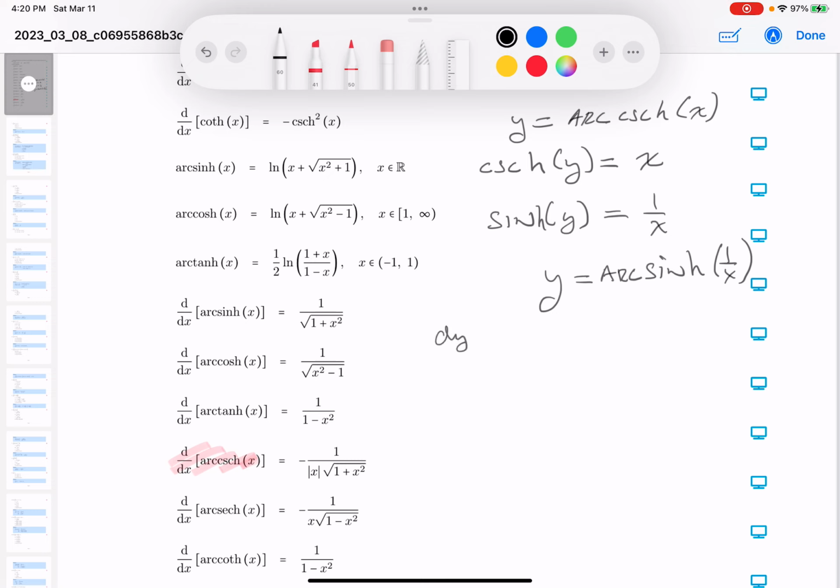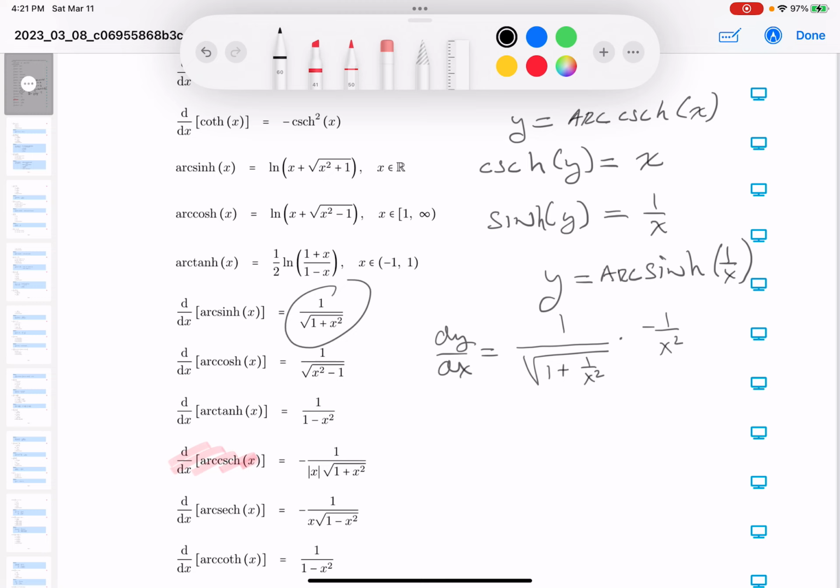So dy/dx would be equal to, well, I know the derivative of the arc hyperbolic sine. It's right over here. Let's write that down. So you get 1 over the root of 1 plus the argument squared. And got that covered. Times the derivative of the inside, which is minus 1 over x squared.